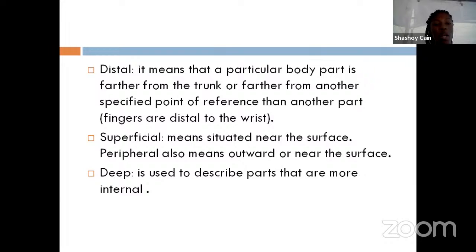And we have superficial, which means situated near the surface. Peripheral also means outward or near the surface. And what is the surface of our body? The skin. So we have the cells, the fat that is near the skin, or subcutaneous fat. Deep is used to describe parts that are more internal, and we know that's more like the heart and those things right there.